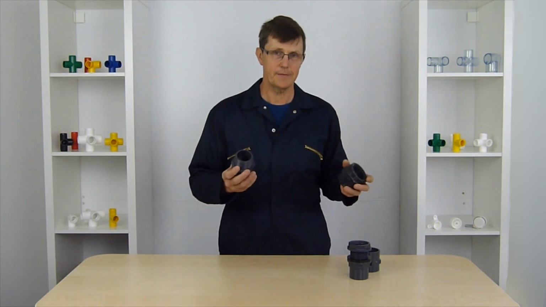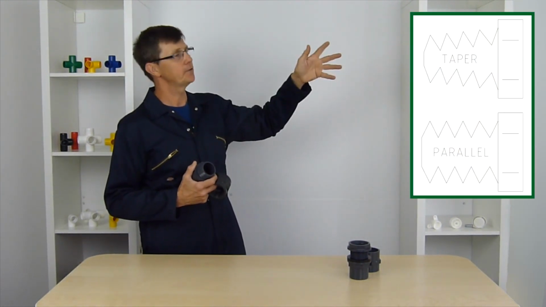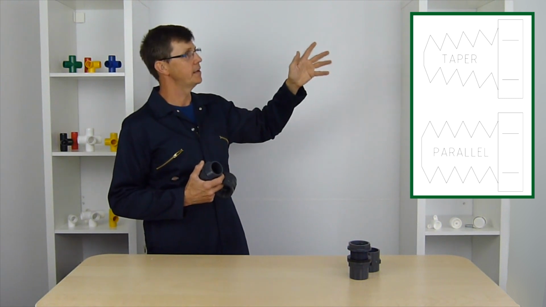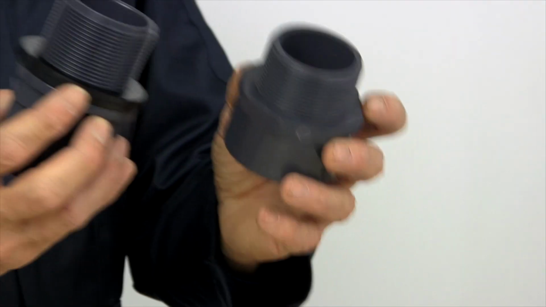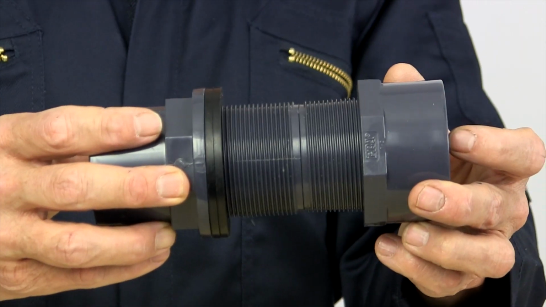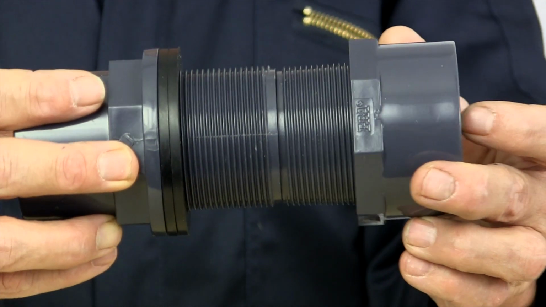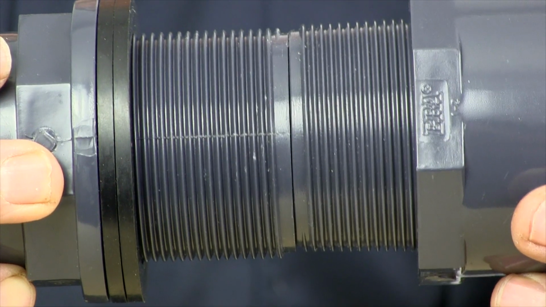So, what's the difference between the two? If you have a look at this diagram here, on the top we've got the tapered thread. I've really exaggerated it on the diagram. If you look at the threads here, you'll hardly notice a difference. I'll put them together like that, and one of those is parallel and one is tapered, and you can hardly see any difference at all.